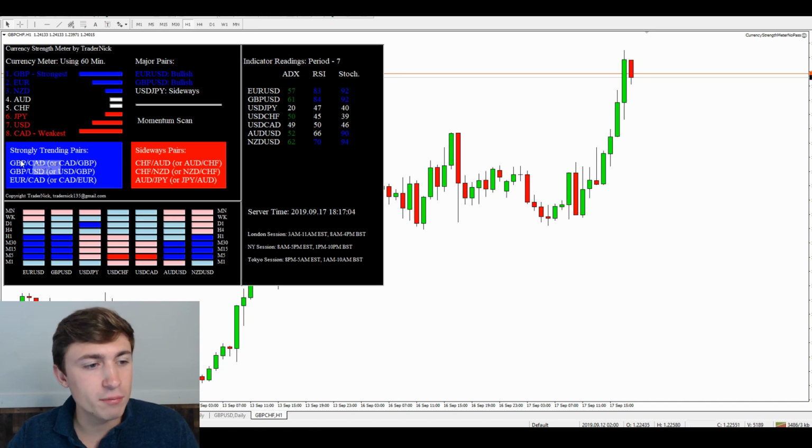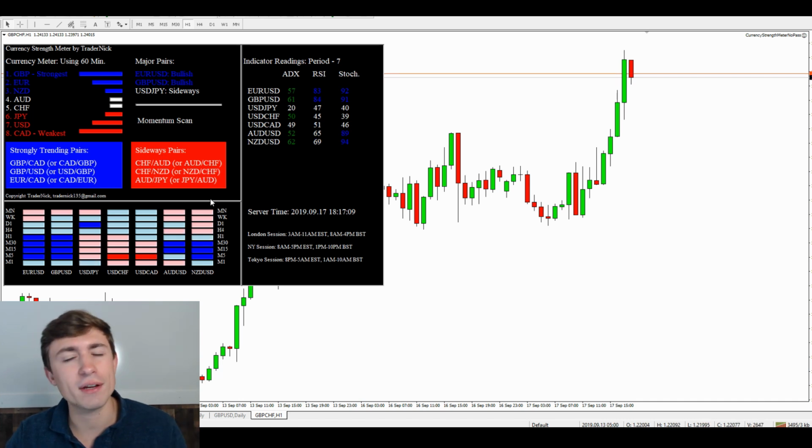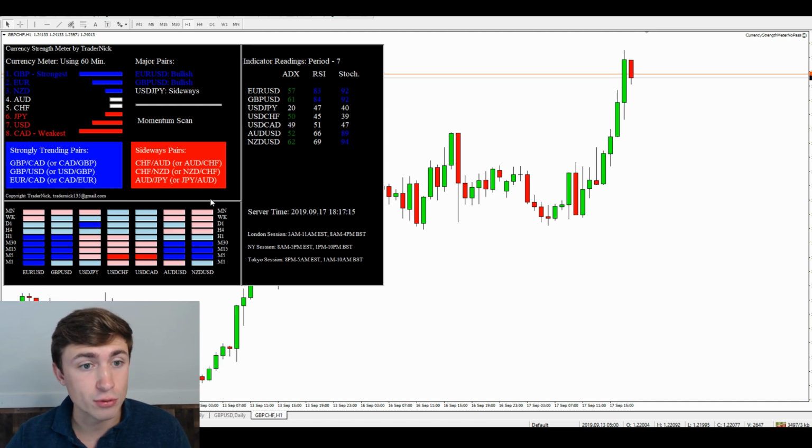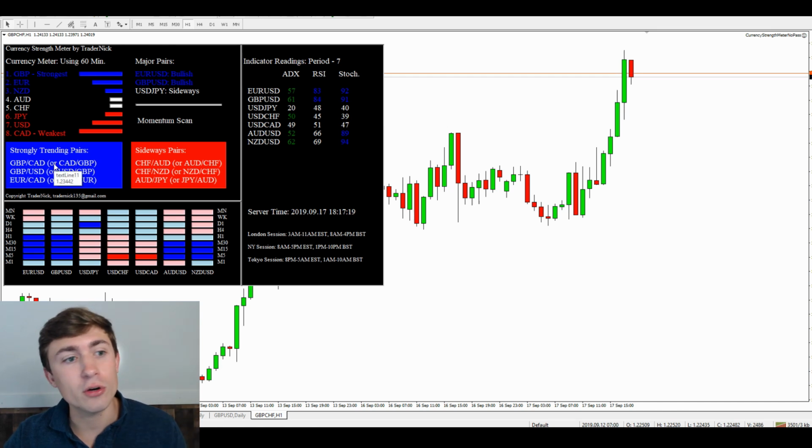Again, it will also give me potentially my favorite trending pairs if I'm looking to trend trade, and also sideways pairs. You can see Aussie Swiss, New Zealand Swiss, and Aussie Yen. All three of those are chopping around. So if you're a choppy market trader, you could go trade that, and if you're a trend trader, you could go use this, right?